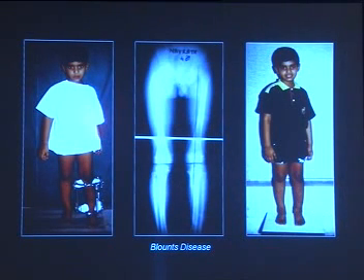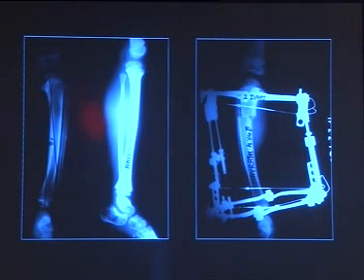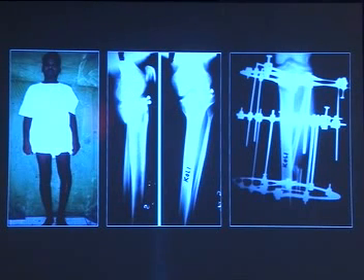Another case, Blount's disease. This is a deformity at the upper end of tibia, and this osteotomy is at the lower end, below the tibial tubercle, and good correction achieved. Another case of malunited tibial condyle.